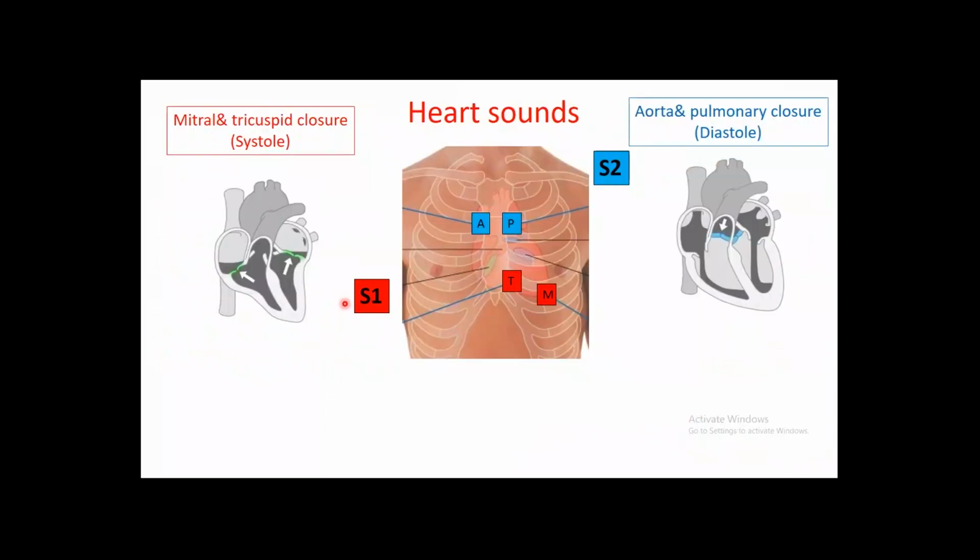So back to the first thing, which is heart sounds. As we just said, we have the first heart sound, which we comment on over the origin of this sound, which is mitral and tricuspid closure. So we are commenting on the first heart sound at the apex of the heart, mitral area, and at the left sternal edge over the tricuspid area. This is where we comment on the first heart sound. The first heart sound, as we said, is caused by closure of the mitral and tricuspid valve during systole.